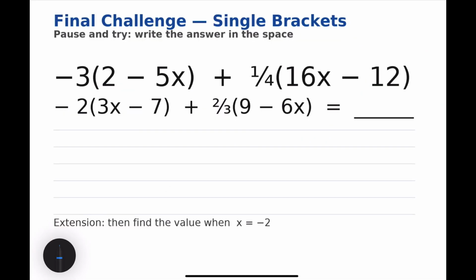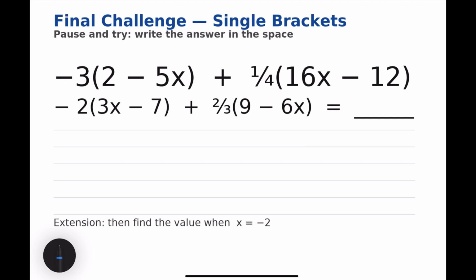Okay, so we're now going to move on to the final challenge, which is similar to the last question we did, but it's just more difficult and involves more brackets. So again, what you do is you would expand the brackets one by one and then simplify by collecting the like terms. So let's start by expanding the first bracket.